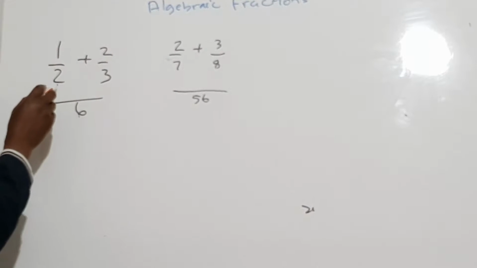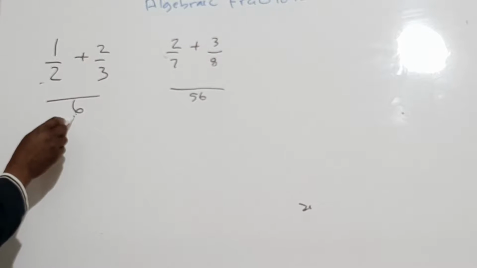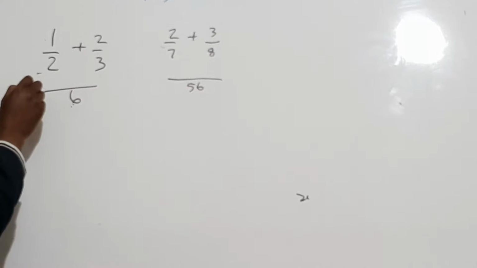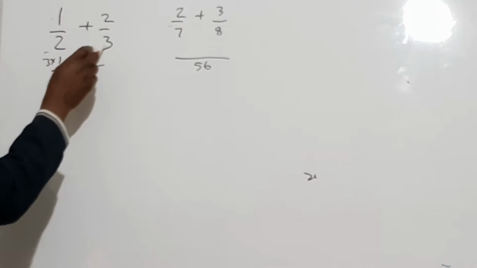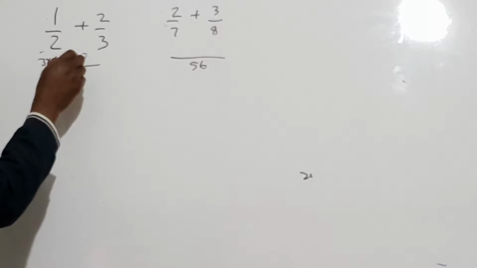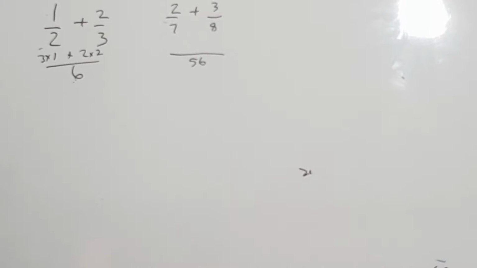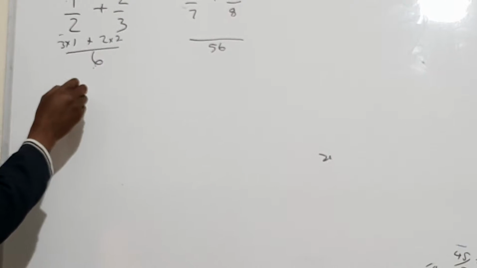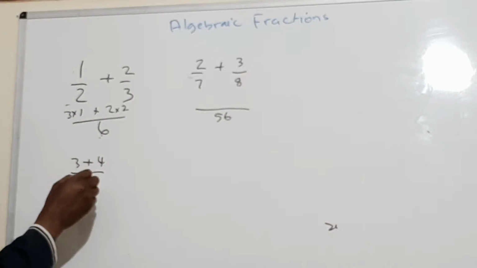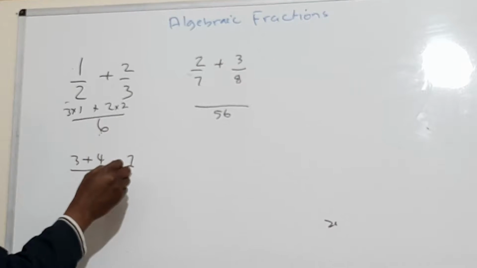So we are going to say, 2 into 3, how many times? 3 times 1 is 3, plus in the middle, 3 into 6, 2 times 2. We got 2 multiplied, yes? So up here we got 3 plus 4 over 6. That will be 7 over 6.